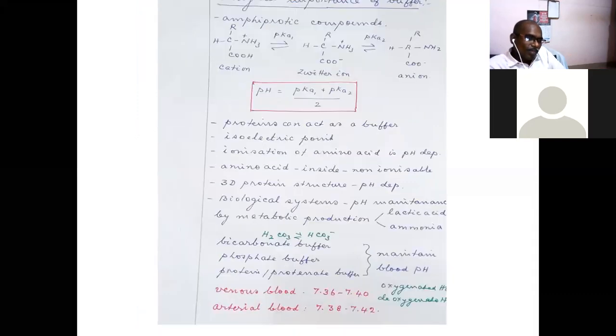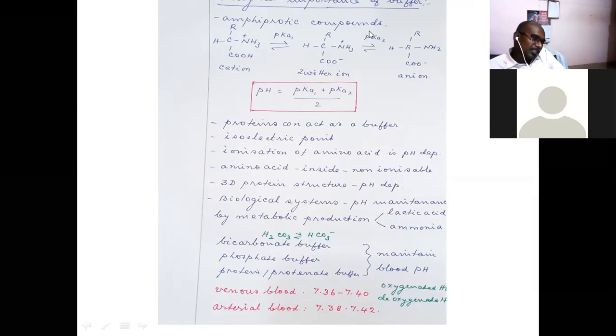So the next one, amphoteric compounds, amphiprotic compounds. Look at this equation. This is cationic, an amino acid where the amino group is ionized. This is a Zwitter ion. Both amino group and acid group are ionized. This is where the acid group is ionized, but the amino group remains unionized. For the first equilibrium, the pKa value is given number 1. This is pKa 1. For the second equilibrium, this is pKa 2. But the pH is equal to the average of them, pKa 1 plus pKa 2 by 2.